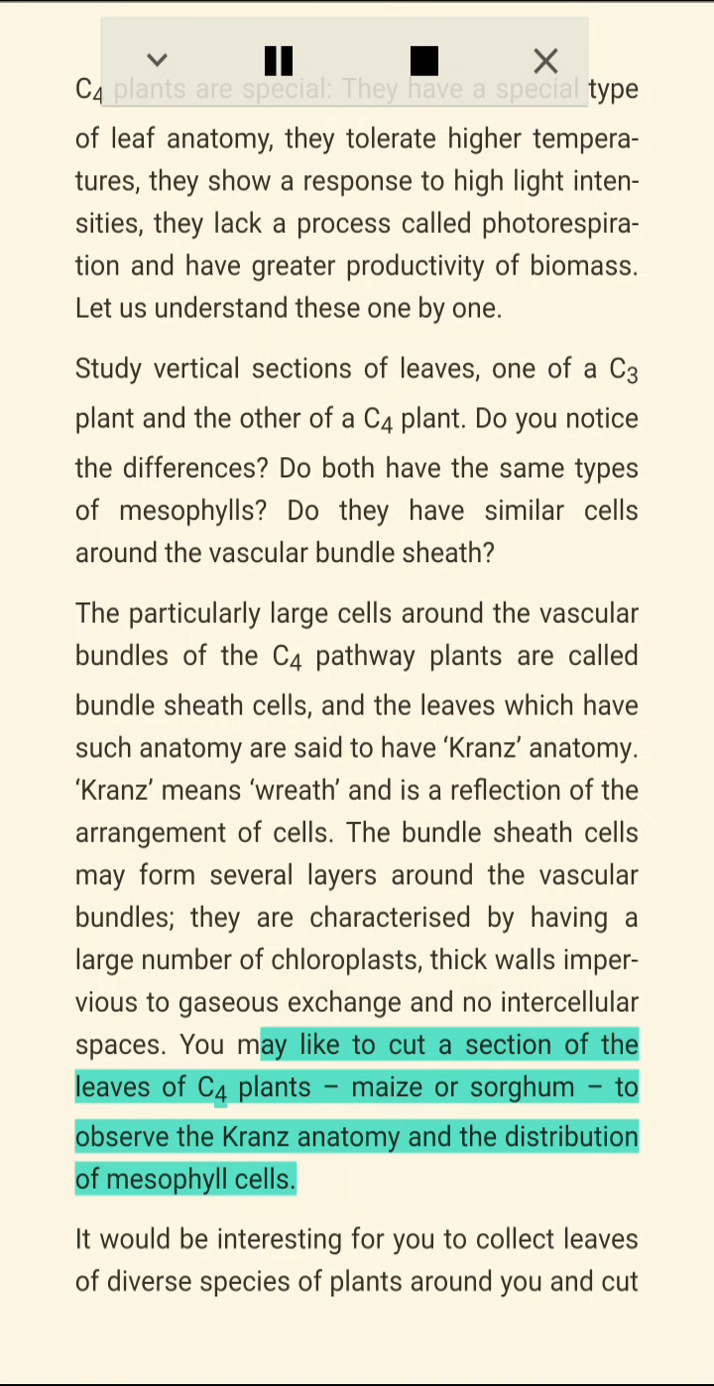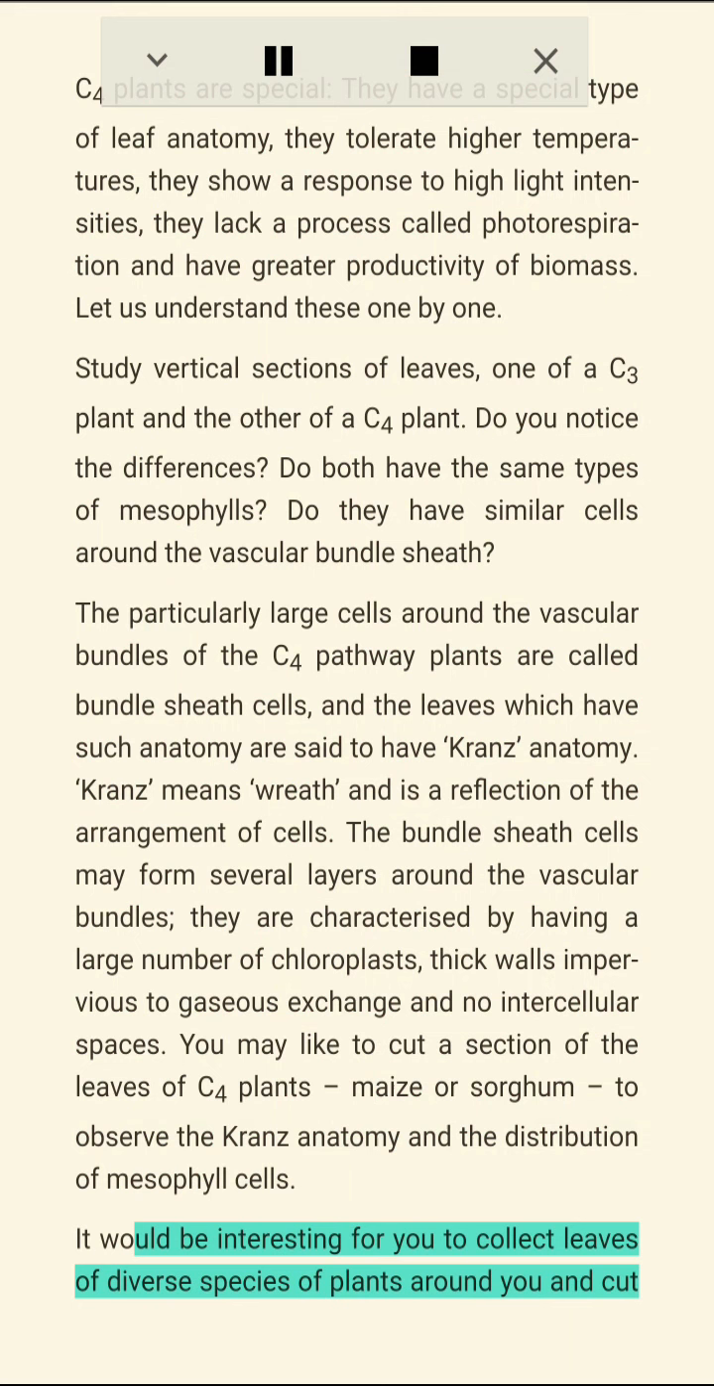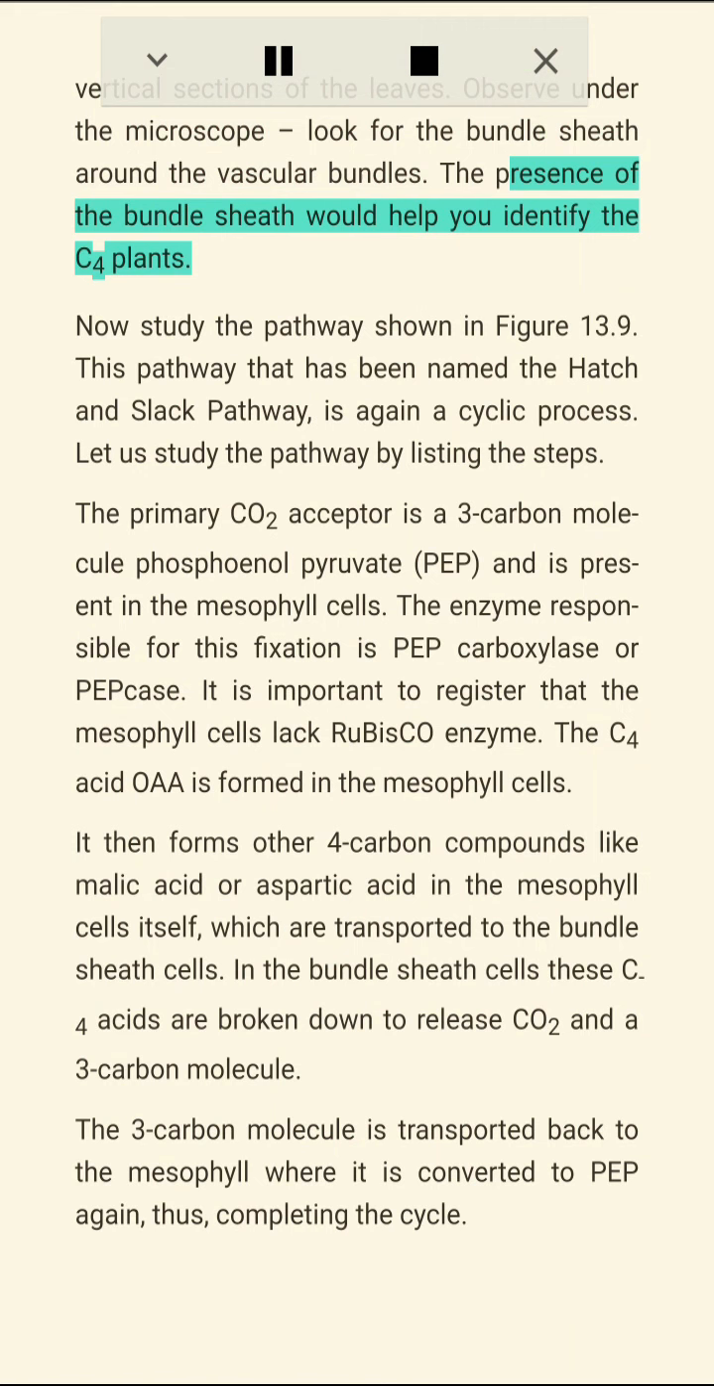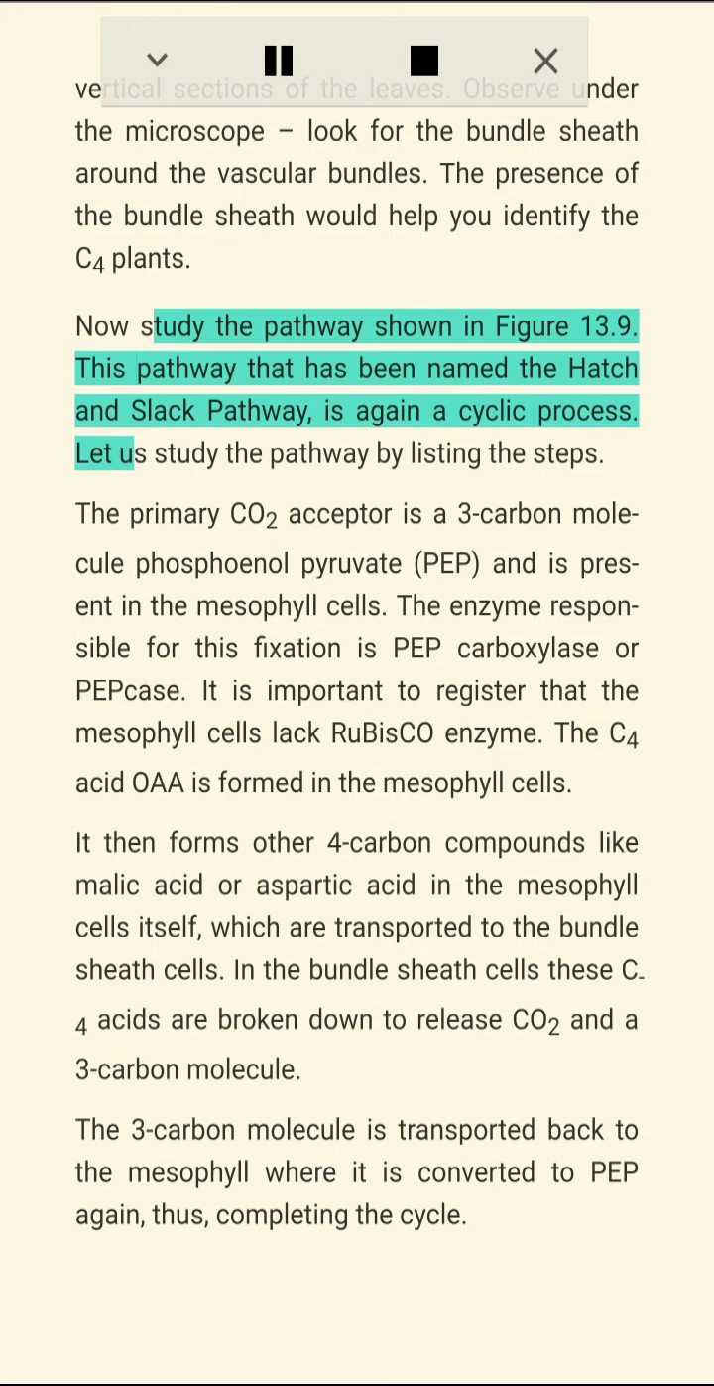You may like to cut a section of the leaves of C4 plants, maize or sorghum, to observe the Kranz anatomy and the distribution of mesophyll cells. It would be interesting for you to collect leaves of diverse species of plants around you and cut vertical sections of the leaves. Observe under the microscope, look for the bundle sheath around the vascular bundles. The presence of the bundle sheath would help you identify the C4 plants. Now study the pathway shown in figure 13.9.